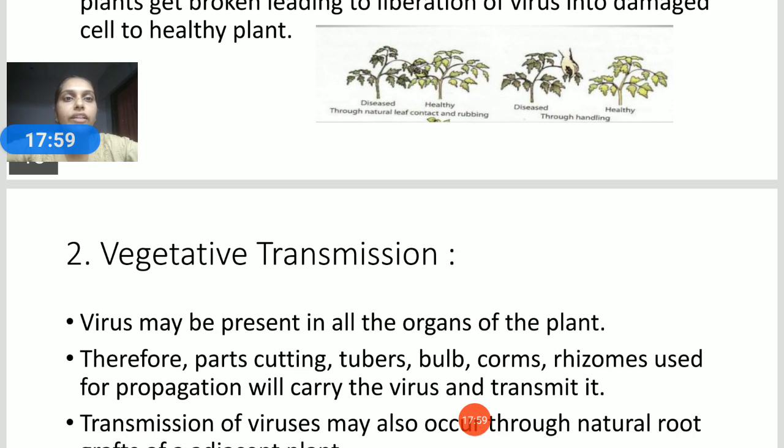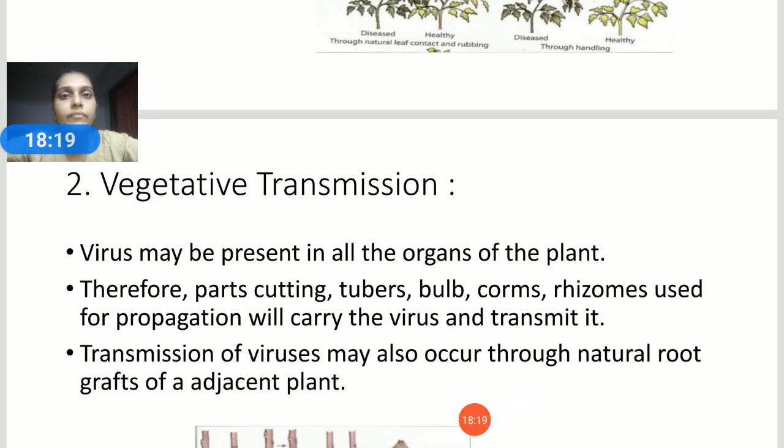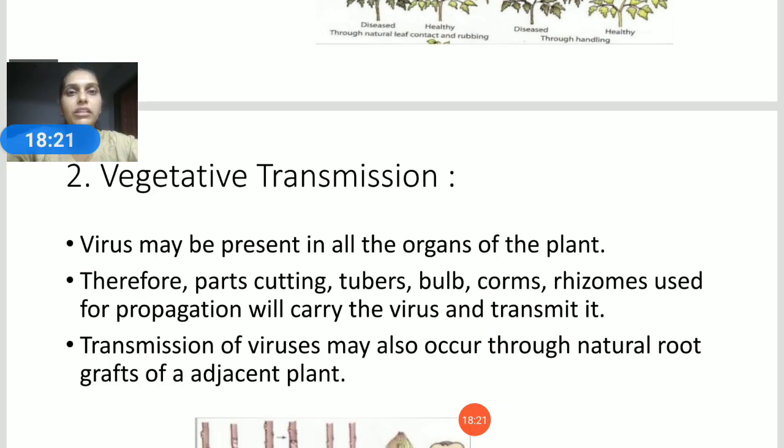Okay, next is vegetative transmission. Here we will see the figure of mechanical transmission. The diseased plant is in contact with the healthy plant. So the healthy plant is now diseased by the virus. It is called mechanical transmission. Next is vegetative transmission.